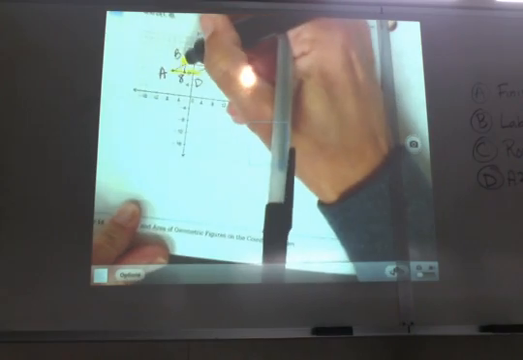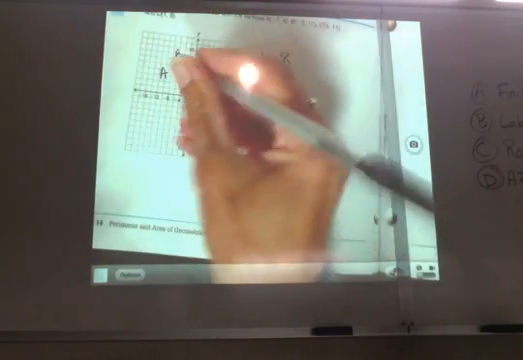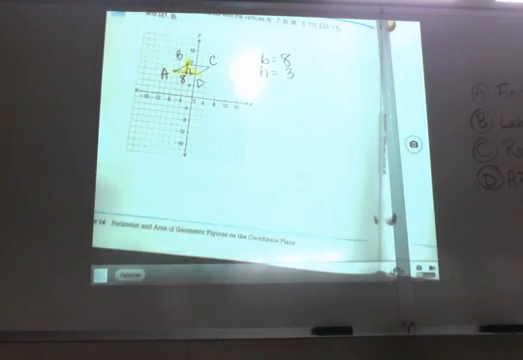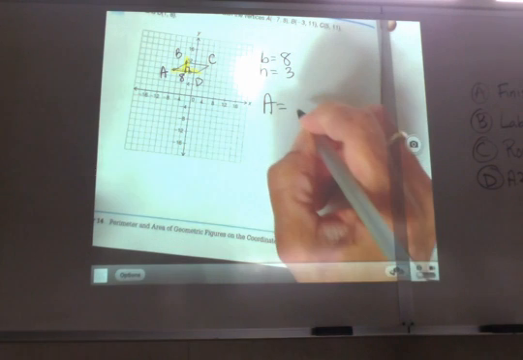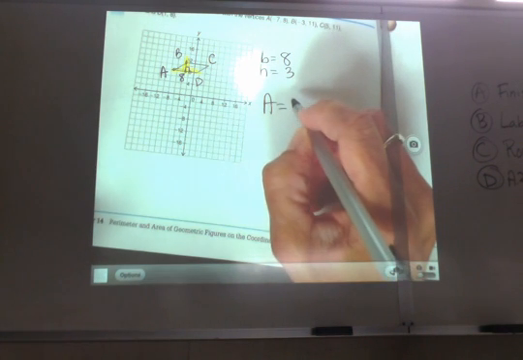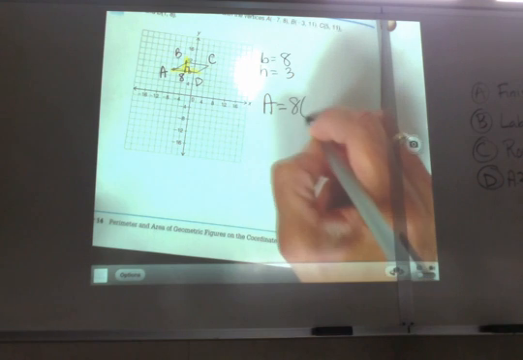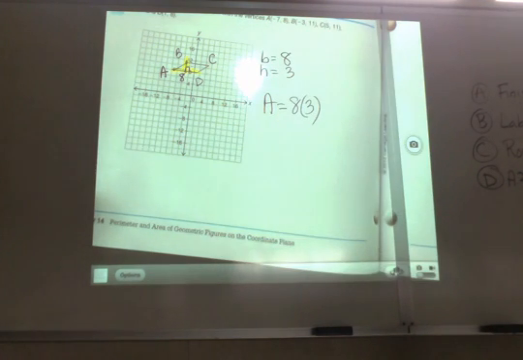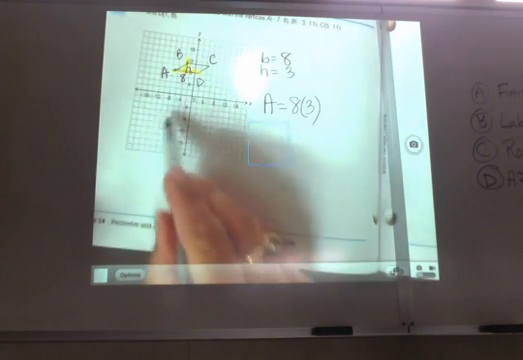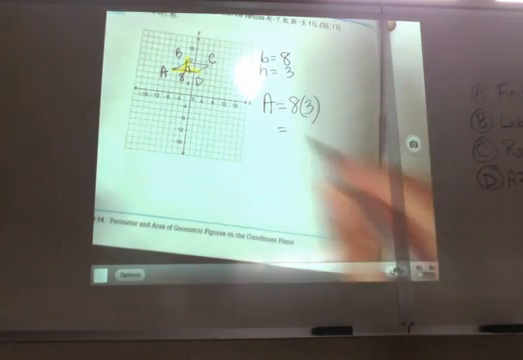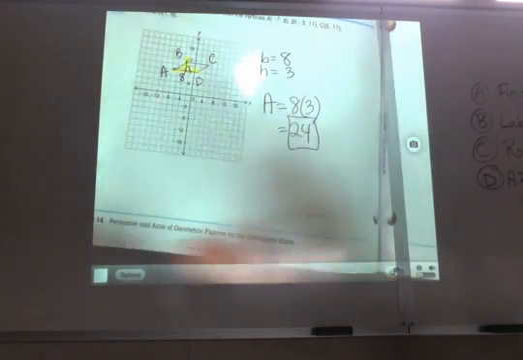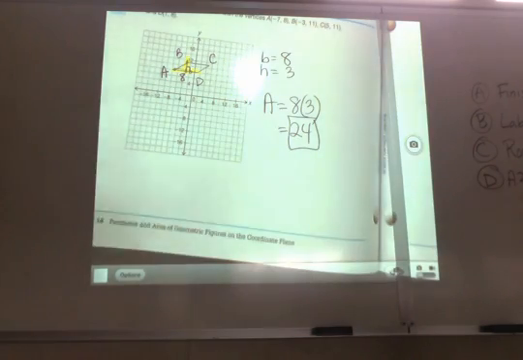What you need for area is a perpendicular base and height. Area equals, what do I do with that base and height now that I have it? 8 times 3. Divided by 2? Don't need to divide by 2. We divided by 2 when it was what shape? Triangle. A parallelogram is the same as doing a rectangle. You just straight up multiply them. 24. All right, so that'll be it for this.